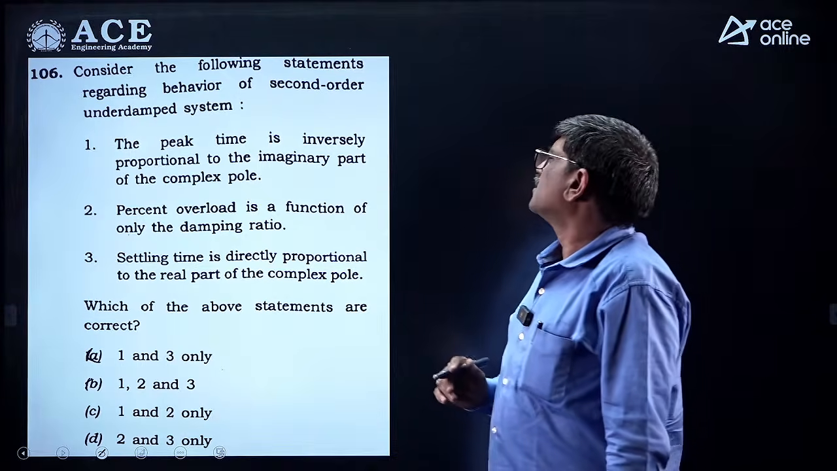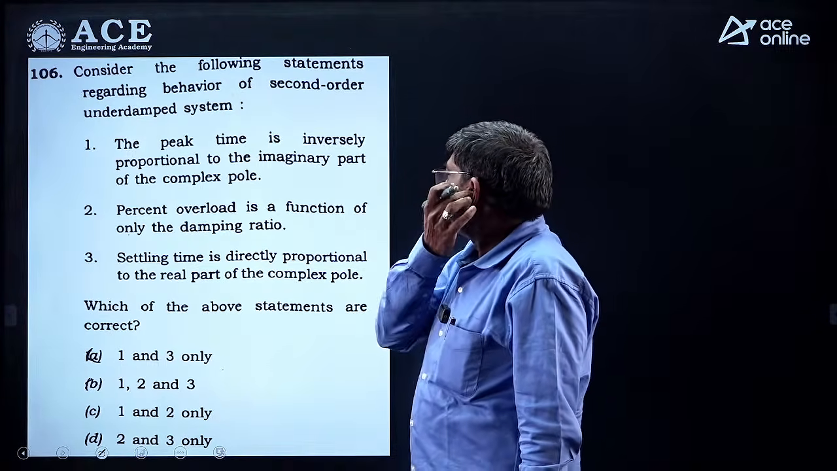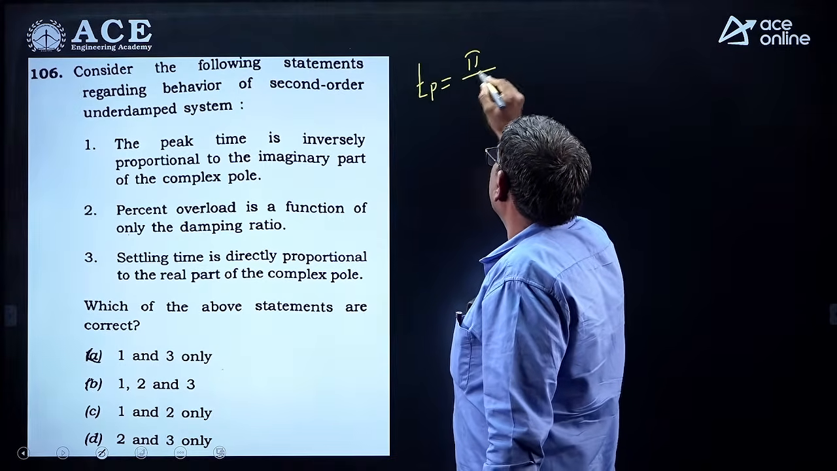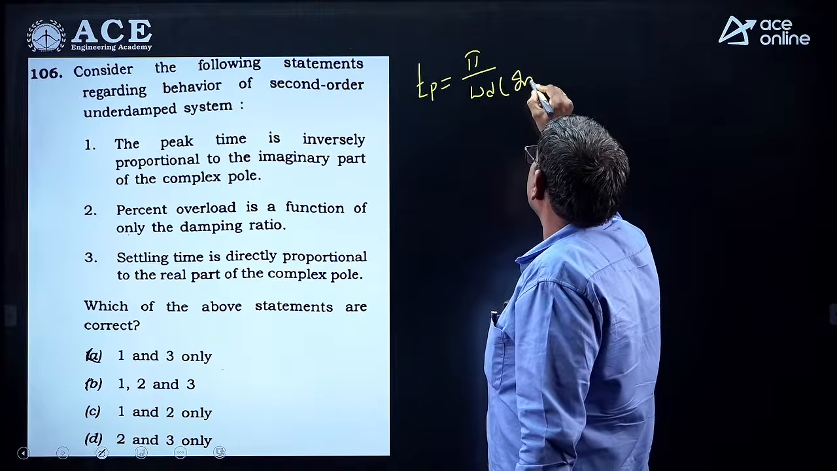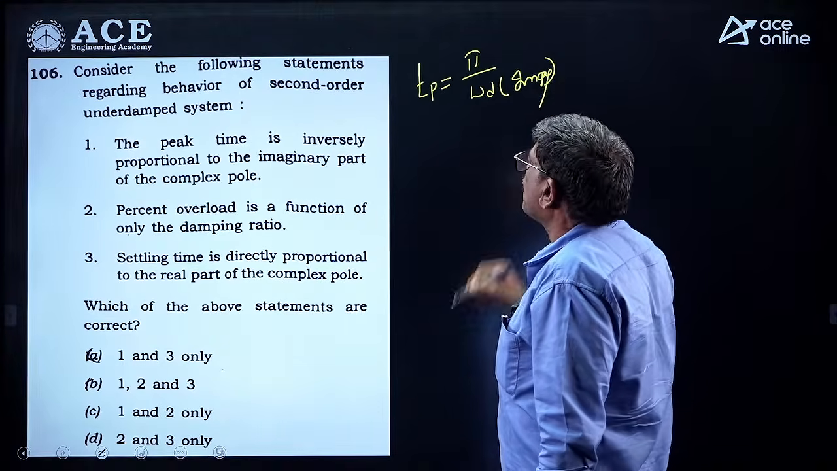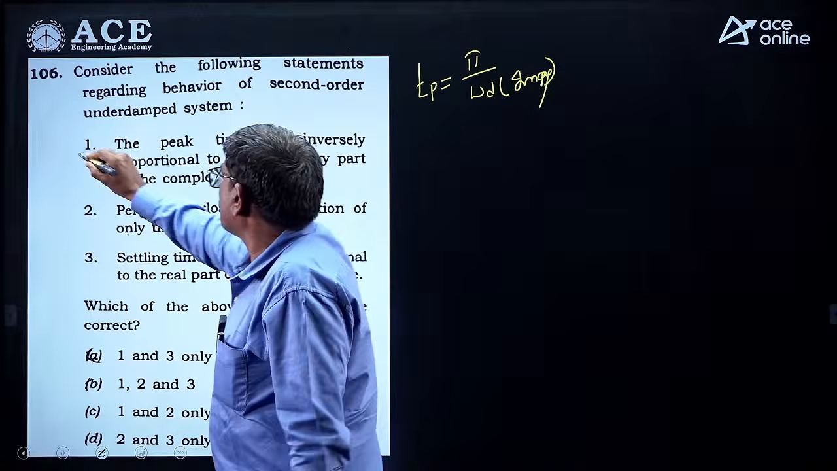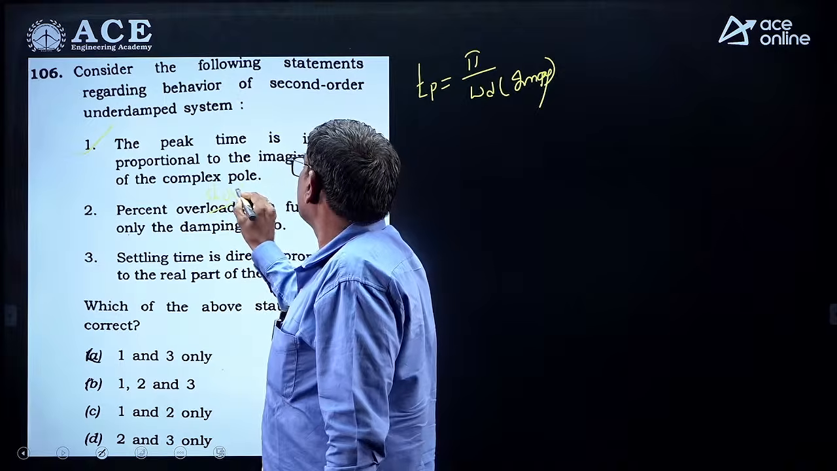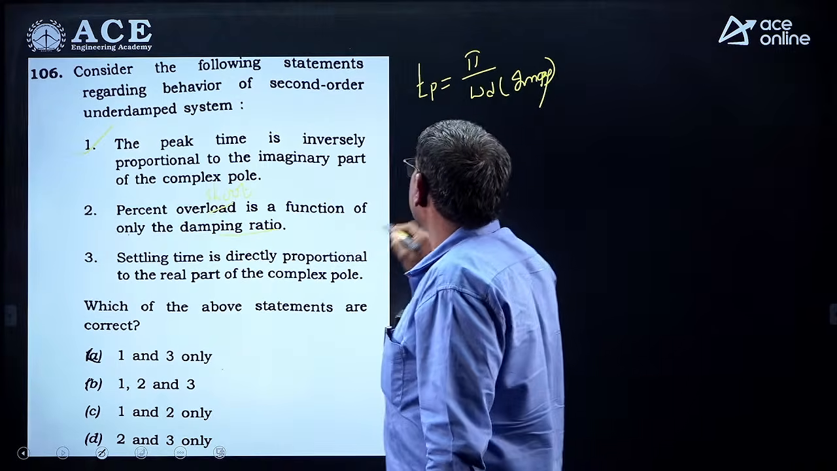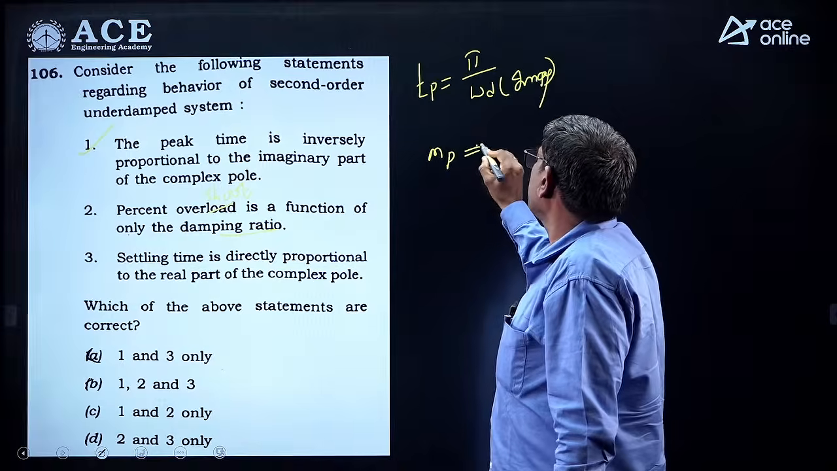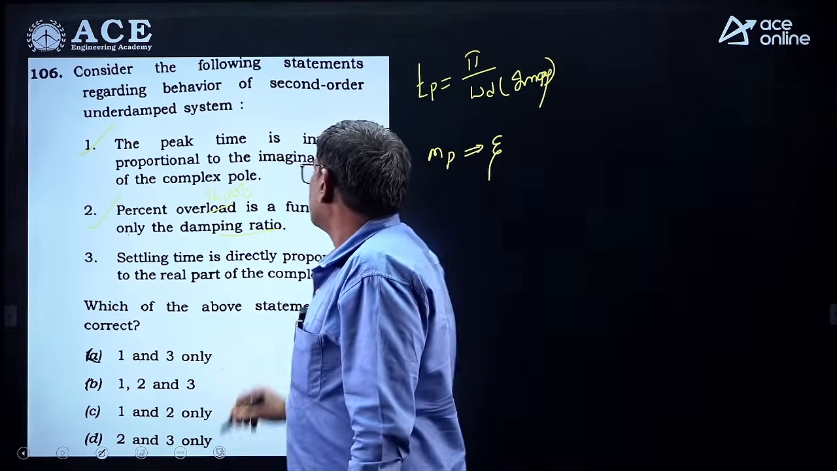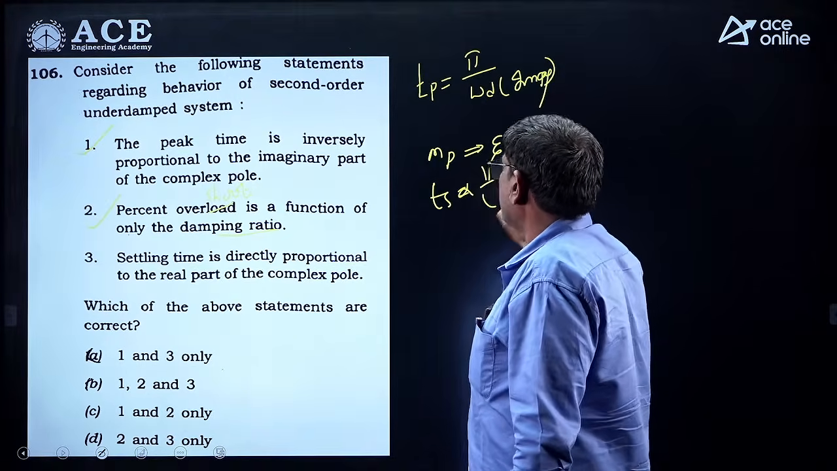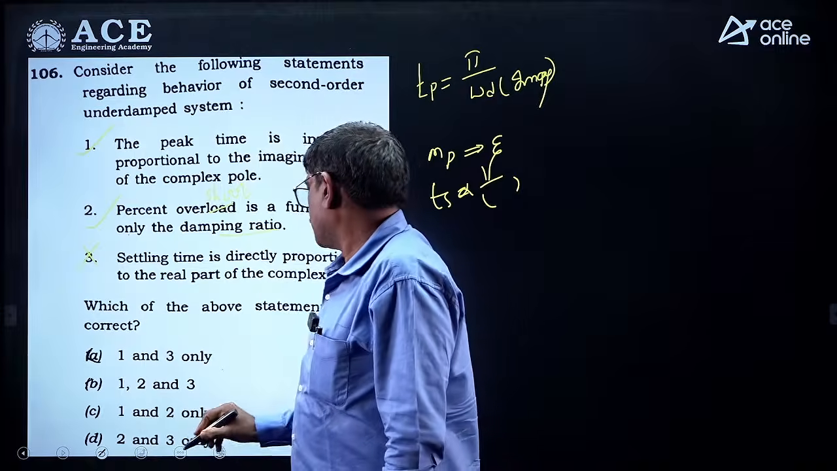So, the first one: consider the following statements about a second order underdamped system. Peak time, you know the formula, peak time is pi by omega d. Omega d is the imaginary part of the pole. So peak time is inversely proportional to it, it is correct. And this is not overload, it is overshoot. Overshoot depends on Mp, which depends on zeta. So the second one is correct. Settling time, Ts, is inversely proportional to the real part of the pole. So the third one is wrong. So 1 and 2 are correct.